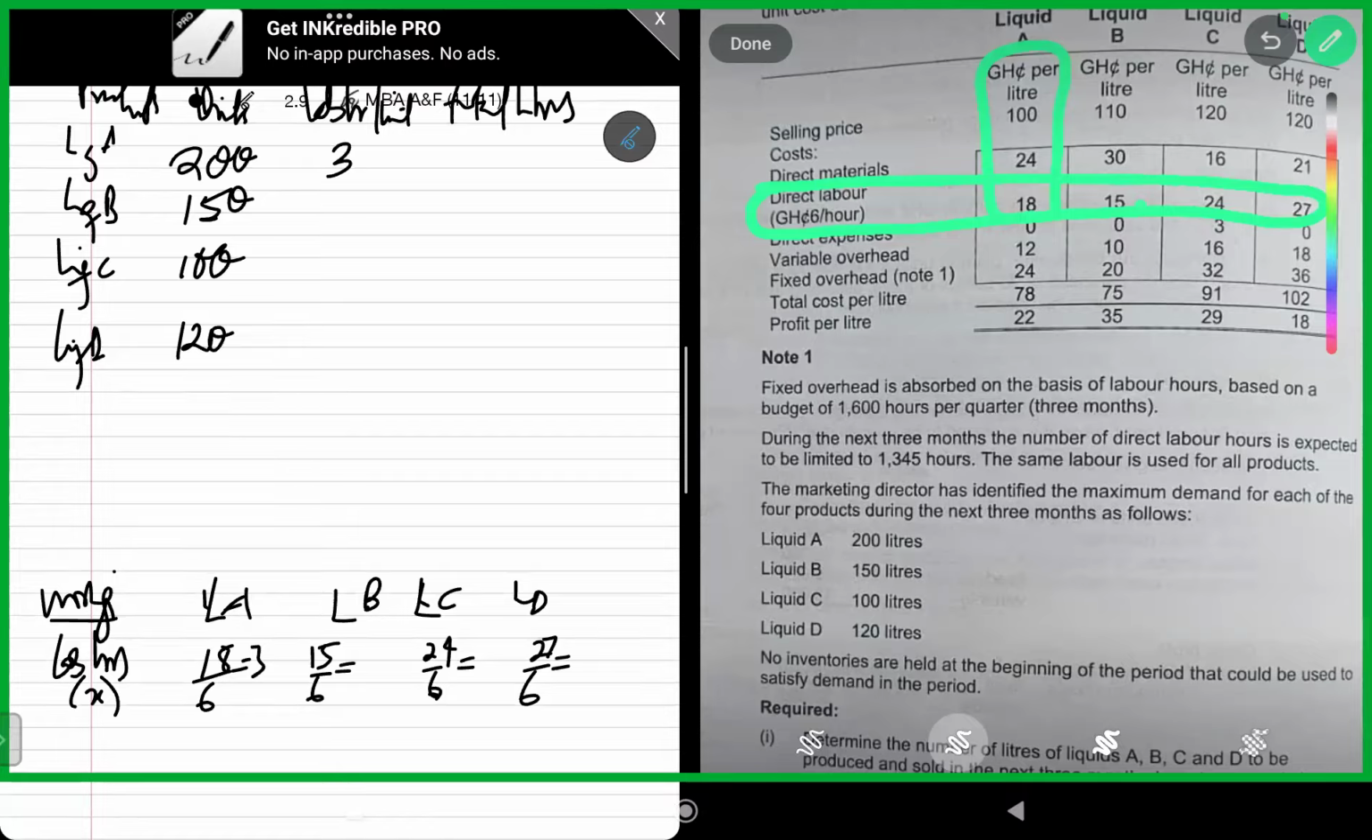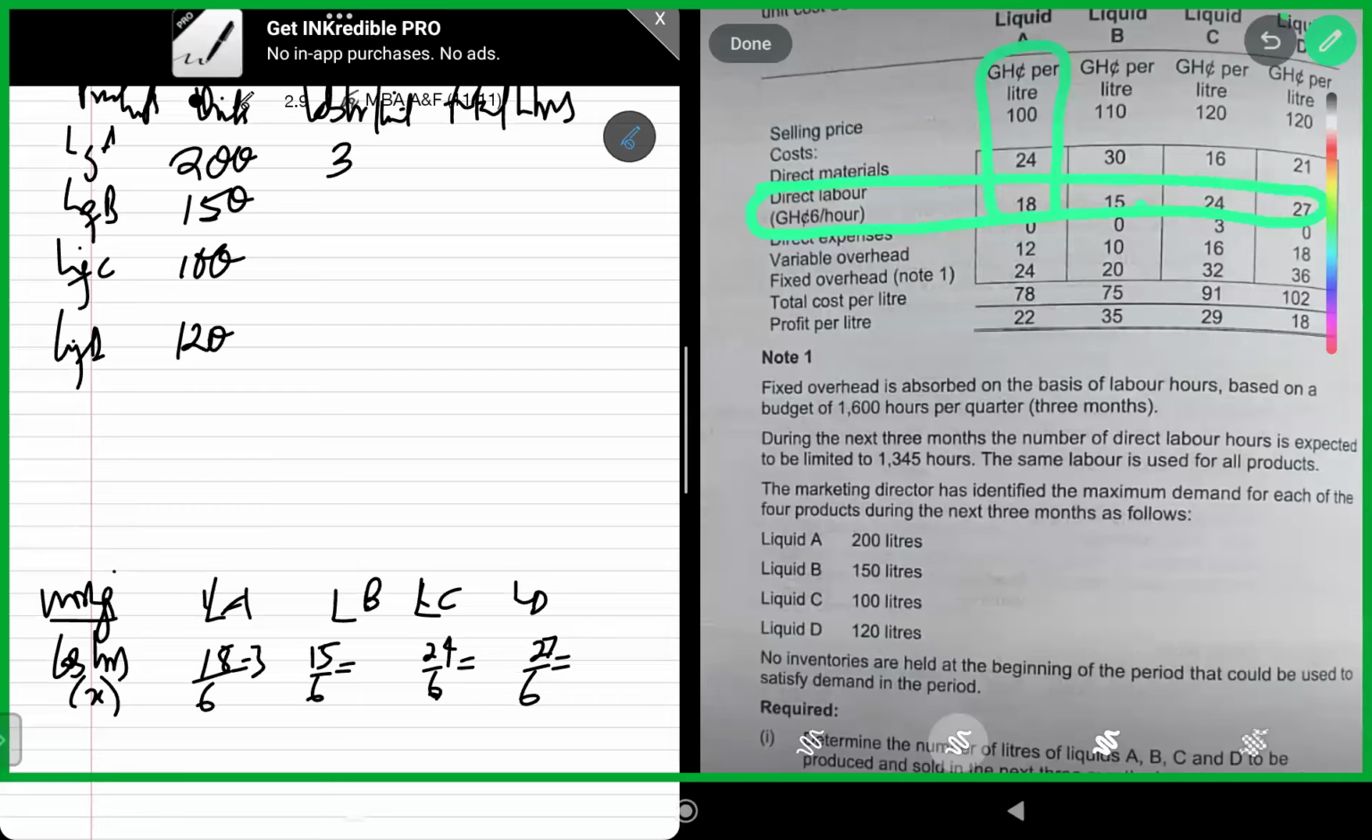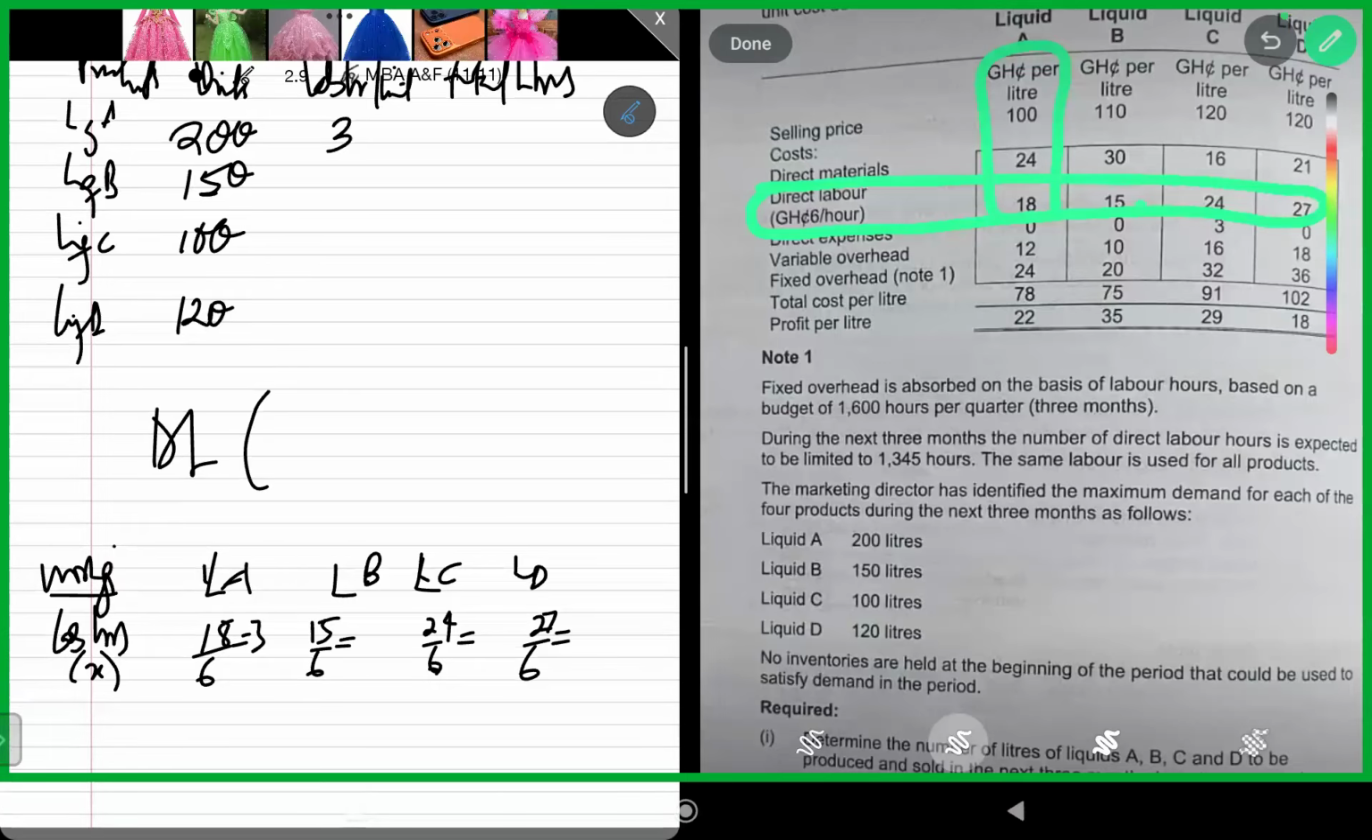Now it means for liquid A, 3 labor hours are required for producing 1 unit. Because when I picked direct labor hours, how do I get direct labor cost? Which 2 factors affect it? It is hours times the wage. Wage is paid per hour. So if the wage is 6 cedis per hour, how many hours are required for product A? 3 hours. So what will be the direct labor cost? It will be 18 cedis. That's how they got it.